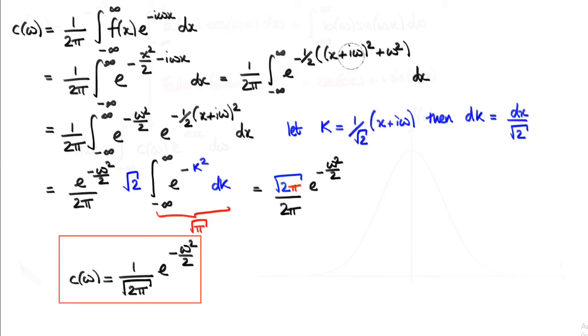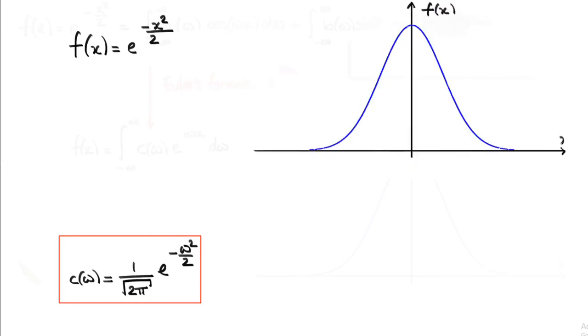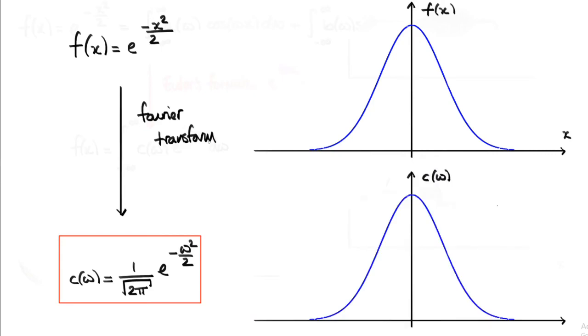So let's see what we've done. We've started with the Gaussian function, f of x equals e to the minus x squared over 2. And we've taken the Fourier transform of it to find c of omega. And c of omega is equal to 1 over the square root of 2 pi times e to the minus omega squared over 2. But this is again a Gaussian function. So the Fourier transform of a Gaussian function is equal to a Gaussian function. That means that the amplitudes of the frequencies that make up a Gaussian signal are themselves distributed like a Gaussian function.